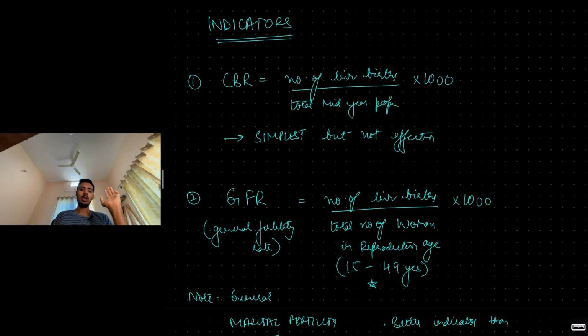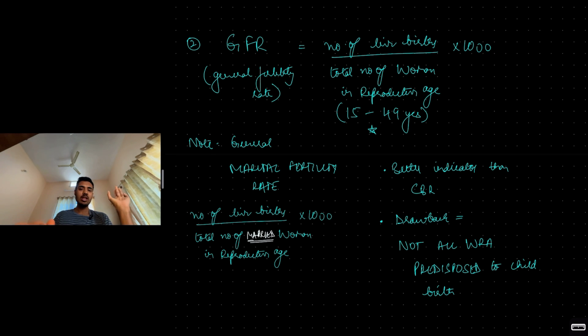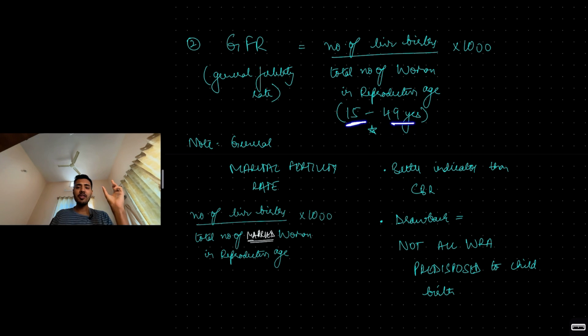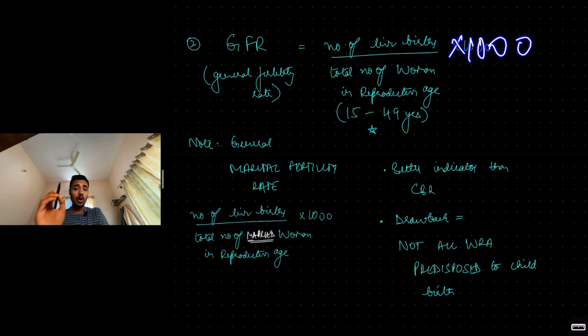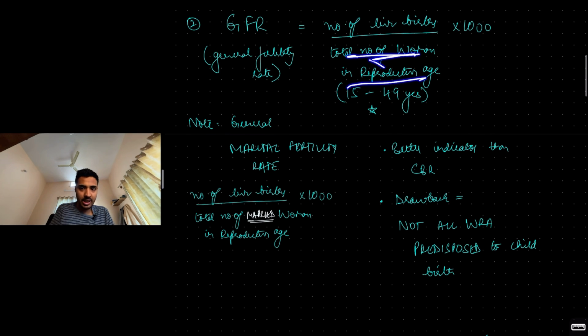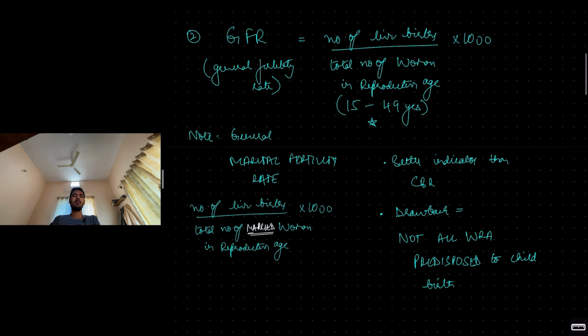Okay. Next, coming to general fertility rate. General fertility rate is the number of live births divided by the total number of women in reproductive age group. Who are the women in reproductive age groups? 15 to 49 years. Between the age group of 15 to 49 years, you have women in reproductive age group into 1000. Now, general fertility rate can also be in the form of general marital fertility rate. Whenever you see this word marital, just remember that this total number of women in reproductive age group becomes total number of married women in reproductive age group. That's the only difference between GFR and GMFR.